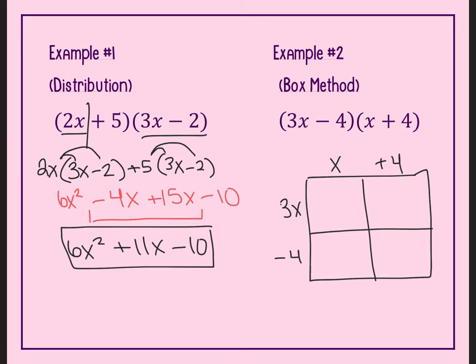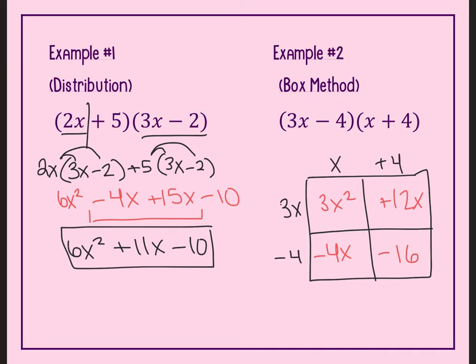So now we're going to take each term and multiply it times each term. We're going to take 3x and multiply it by x, and we're going to get 3x squared. Then we're going to take this 3x and multiply it by 4 and put it here. So we're going to have plus 12x. Negative 4 times x, we get negative 4x. And the last term is going to be negative 4 times positive 4, which is negative 16.